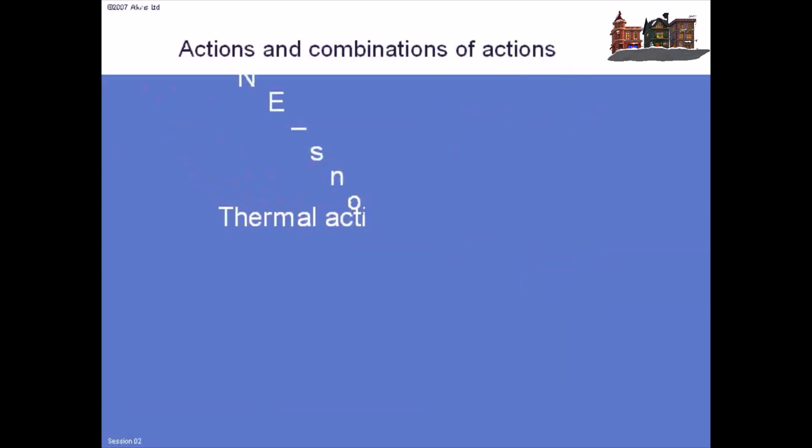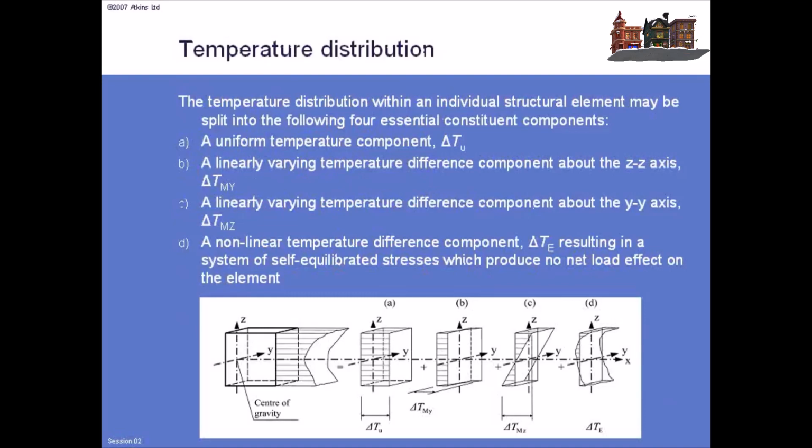Temperature, again, you'll find this very, very similar. It all boils down to this diagram at the bottom of the slide, which is that you can represent a general temperature distribution as a uniform component, a vertically linearly varying component, and something that makes up the difference between that and where you started. So this residual component doesn't have any net load effects on the structure.